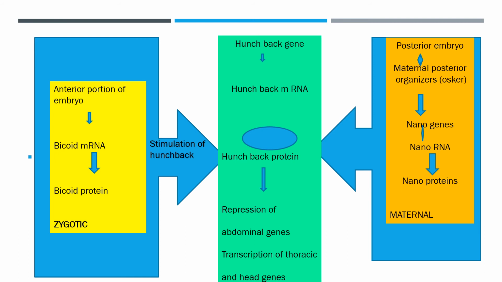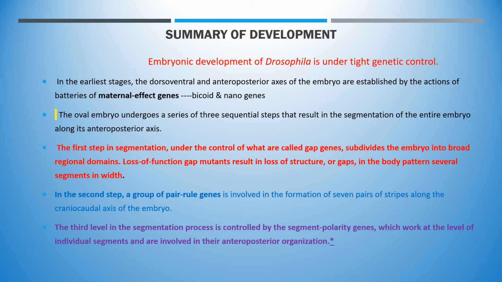Now we are coming to the next summary of this total development. In the earliest stage, the dorsoventral and anterior-posterior axis of the embryo are established. By which genes? By the maternal effect genes. And what are these maternal effect genes? There are two genes, that is bicoid genes and the nanos genes.